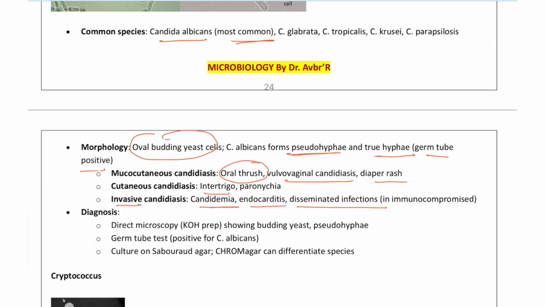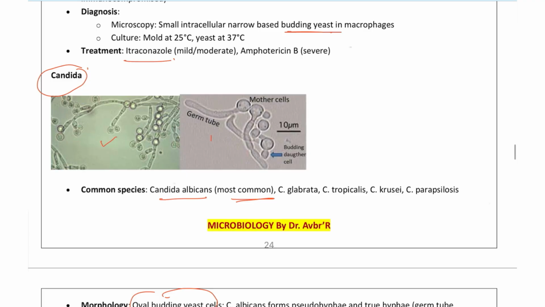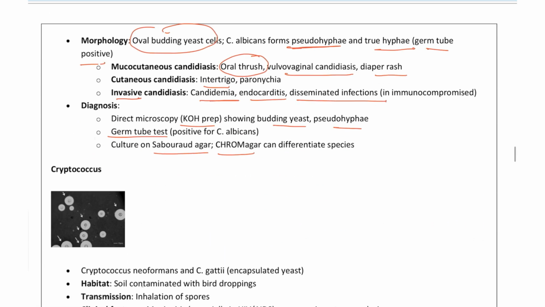How are you going to diagnose? Most commonly KOH, as for all the fungi, where you are going to see budding yeast and pseudohyphae, the germ tube test, and also chrome agar. One of the examples: this is the KOH mount, this is the germ tube, where this is the mother cell and the other cells that you are going to see.